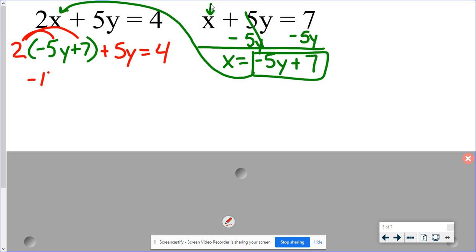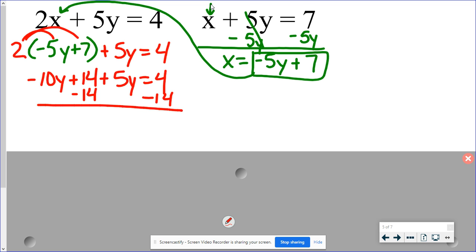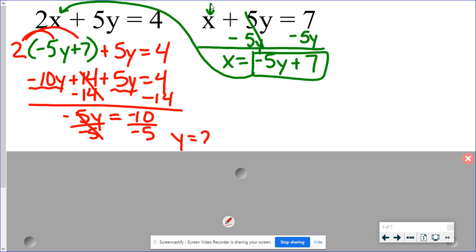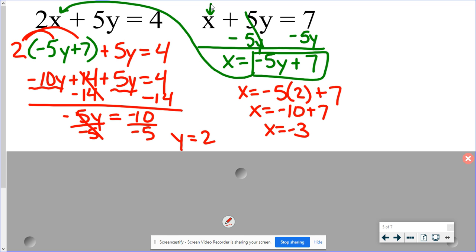So I'll have 2, and then instead of the x, I'll put in this stuff. So now solving, I've got negative 10y plus 14 plus 5y. So let's move the 14 and let's combine our y's. So I'll get a negative 5y equals negative 10. So the y is 2. Still need the x. Go back to where it says x equals. X equals negative 5 times 2 plus 7. So my ordered pair would be negative 3, 2.